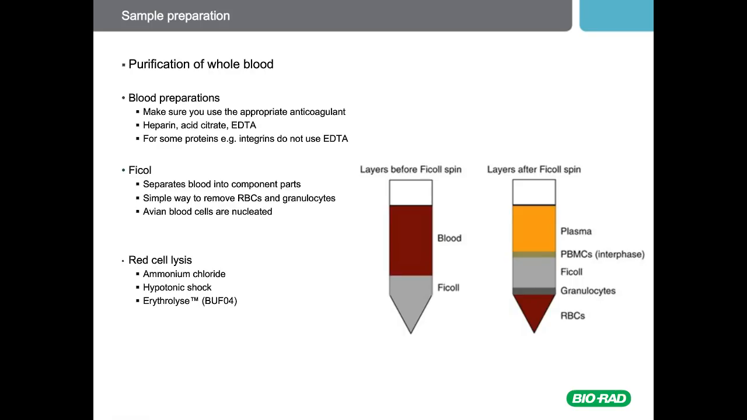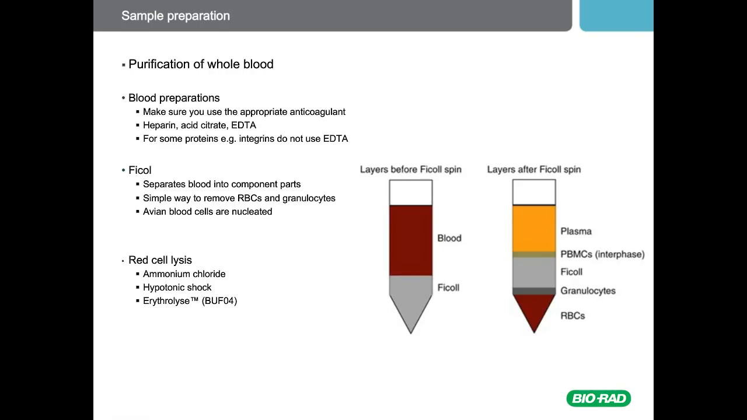Finally, with all sample preparation, the time taken between harvesting the sample and preparation for flow cytometry can have a large effect on the cell viability. Ideally, this time should be as short as possible to maintain the highest viability possible. If you have to store samples, then tissue should generally be stored at 4 degrees and whole blood at room temperature.